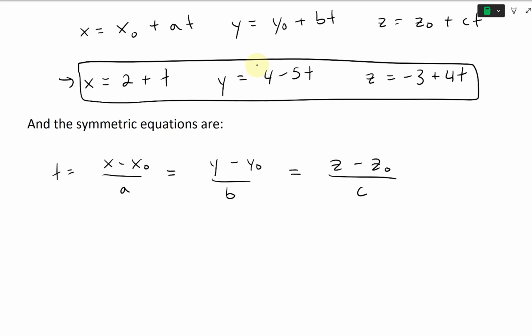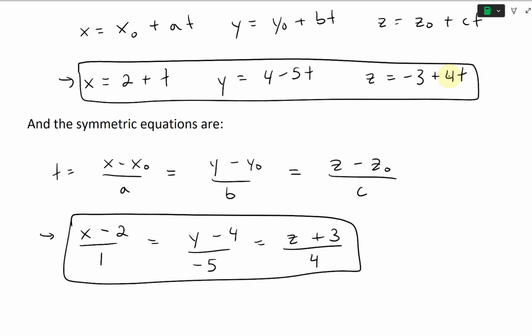X naught is just 2, then y naught is 4, then z naught is negative 3. So x minus 2, divided by a, which is 1, equals y minus 4 over negative 5, which equals z minus negative 3, that's going to be z plus 3, since two negatives become positive, and then divided by c, which is 4. So there's our symmetric equations.